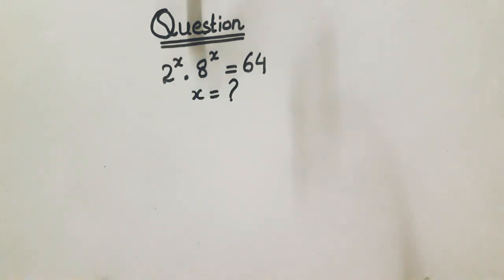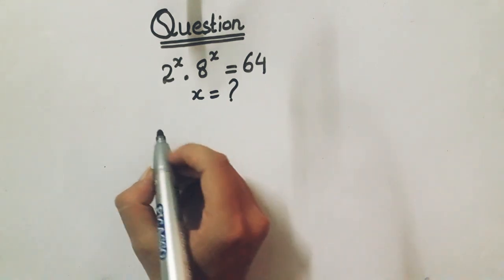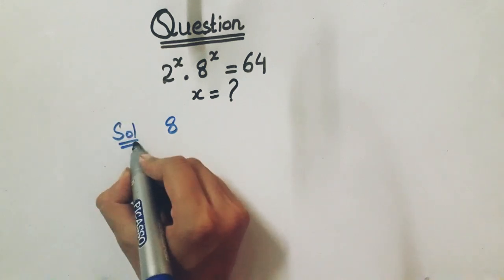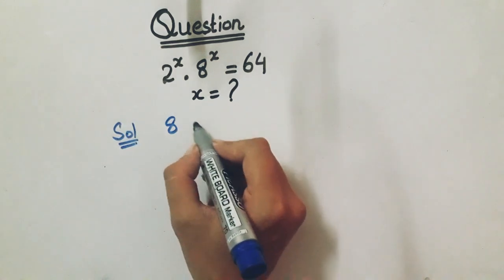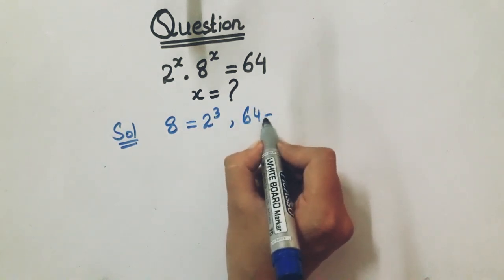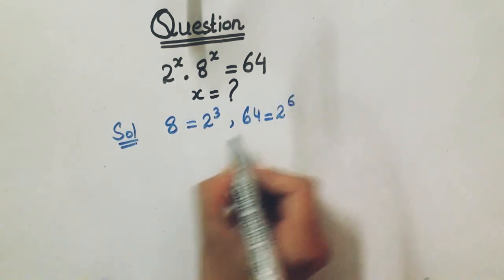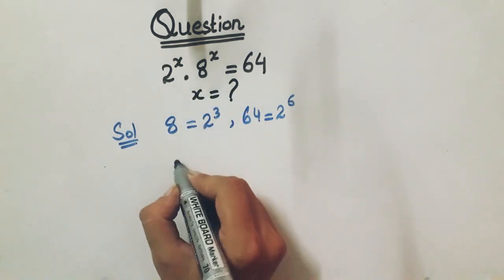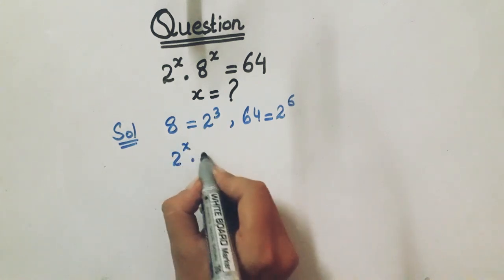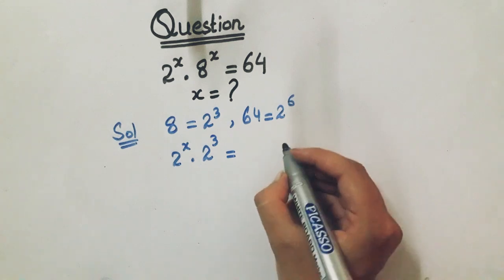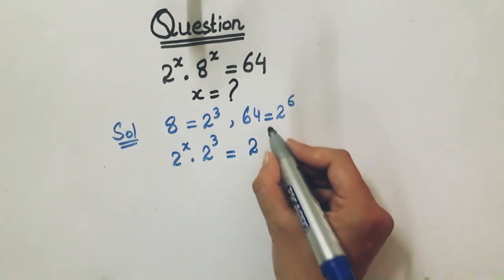First thing to check is whether they can be written in the same base. So we will solve this: 8 equals 2 raised to power 3 and 64 can be written as 2 raised to power 6. Now we will write this equation in this form: 2 raised to power x into 2 raised to power 3, and 64 can be written as 2 raised to power 6.